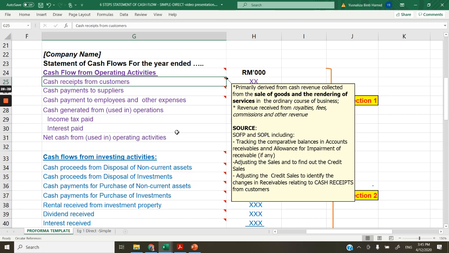Sometimes you're just given the sales. Bear in mind that we're not looking at the cash sales, we are looking at the credit sales, right? As a result of looking at the credit sales, we are trying to find out how much out of our credit sales we managed to collect. That is cash received from customer. You need to go and adjust that credit sales to identify the changes in the accounts receivable, which will relate to cash received. So you have to reconstruct the account.